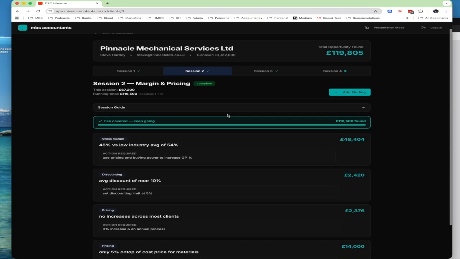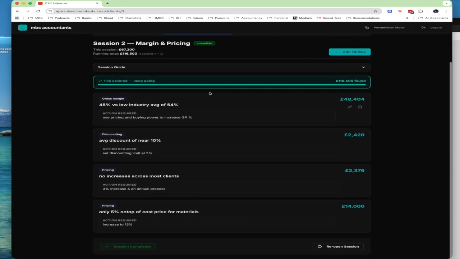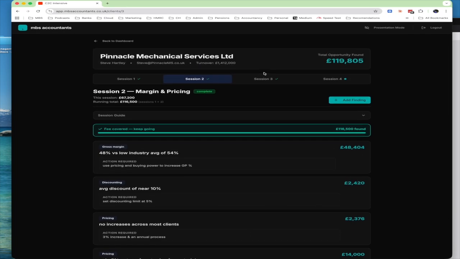Then over on session 2, we managed to find another big chunk here. So there was the industry average. They needed to try and improve their profit margins here. The average discount, and no increase has been actioned across most of the clients, and also a 5% on top of the current price of materials at 14,000. So some significant improvements could be found across the business there.